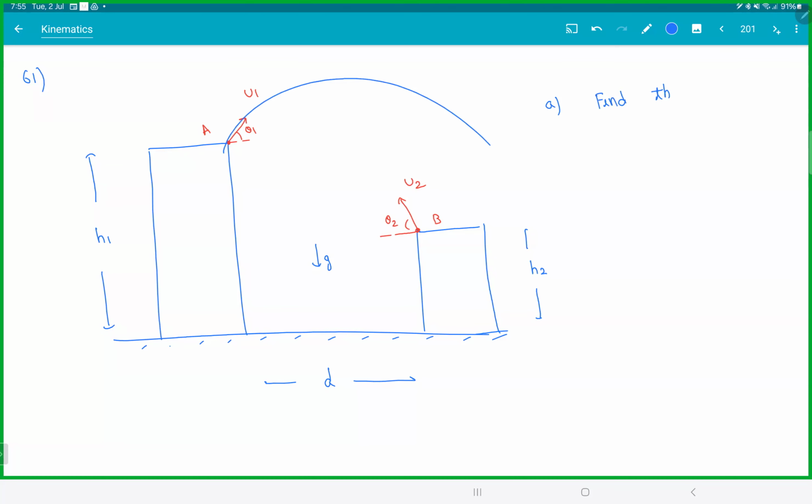Now, this guy is going to go like this, and this guy is going to go like this. So at some point, there's a minimum distance between them. Projectile motion and relative motion. Find the minimum distance between A and B. Second one, find the condition if I want A and B to collide. I want these two to collide.